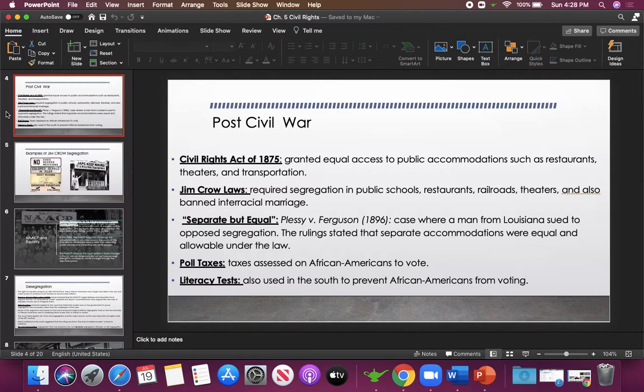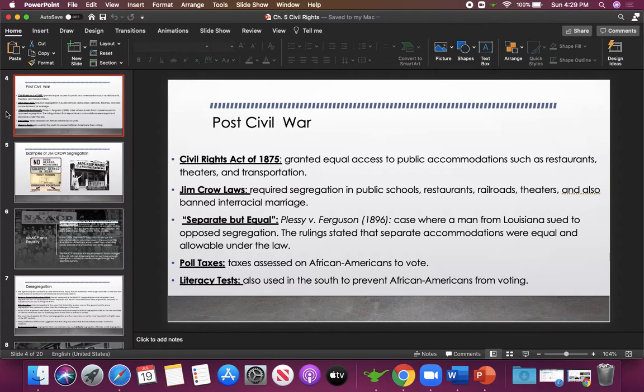But essentially, what these laws do is they say that as long as the southern states are providing accommodations to African Americans, African Americans and whites do not have to occupy the same space. So they provide schools, restaurants, railroads, theaters, things like that, that are for whites only and that are for African Americans. And so they feel that this satisfies the idea of equal access. They interpret it as equal access but not shared access. And they also institute a ban on interracial marriage at this time as well.